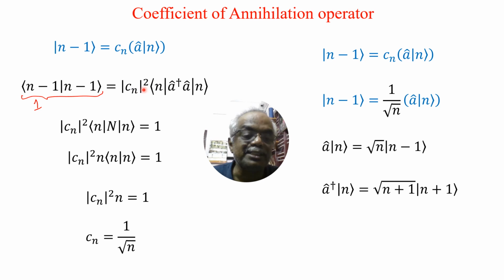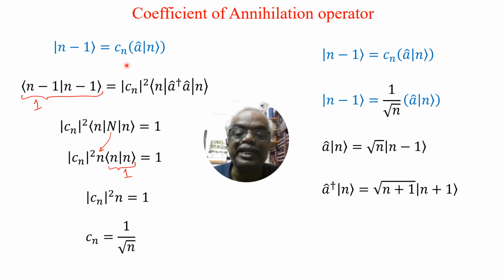Now modulus Cn squared, N, capital N acts on the ket n. When capital N acts on ket n, it gives the eigenvalue small n. So an eigenvalue is a number you can take out. Then you will get n times the inner product of n with n, which is equal to 1. So naturally, modulus Cn squared n is equal to 1. Then naturally Cn is equal to 1 over square root of n.